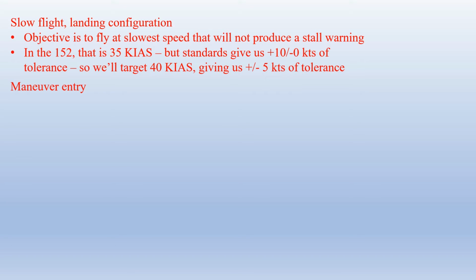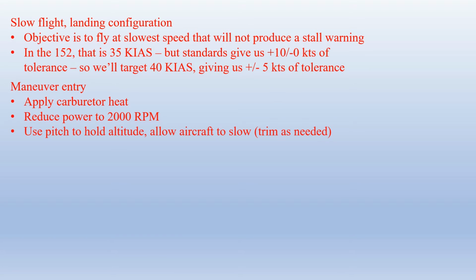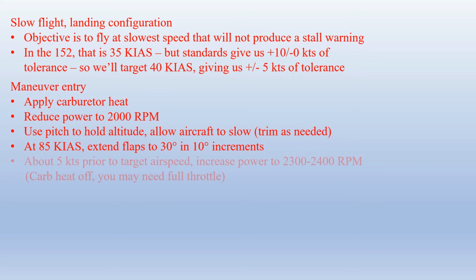The maneuver entry is going to be pretty much identical to what we did for maneuvering at approach speeds. You're going to apply carburetor heat, reduce your power to 2,000 RPM, use pitch to hold altitude and allow the aircraft to slow. Again, trim as needed. You're going to need to trim nose up. At 85 knots, extend the flaps to 30 degrees in 10-degree increments. Again, you'll want to do it with just a little pause in between each one.